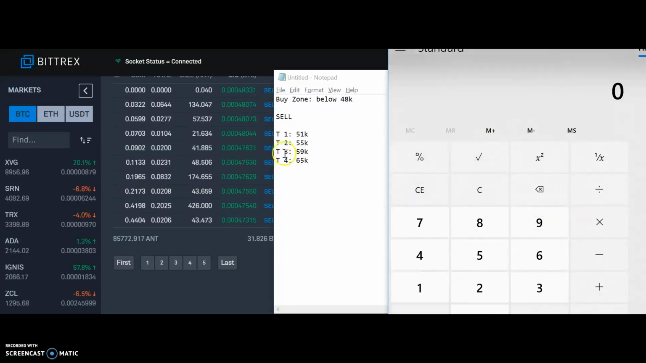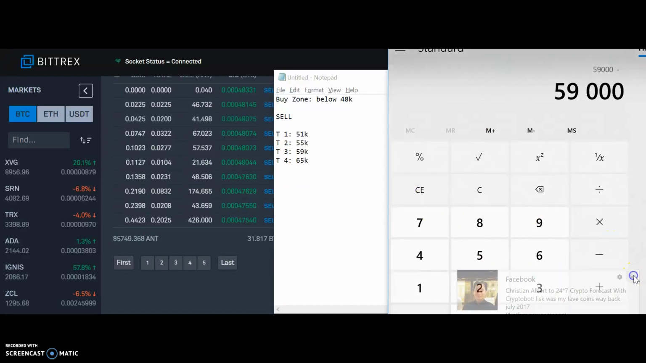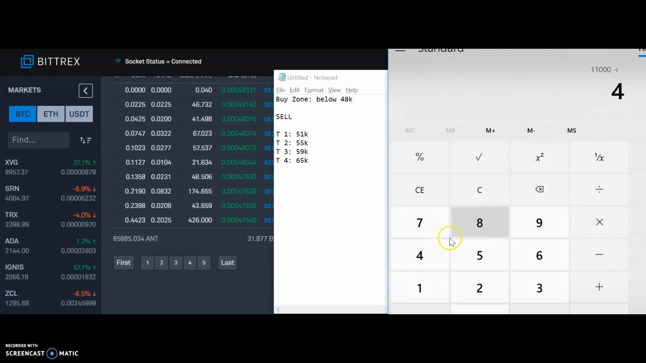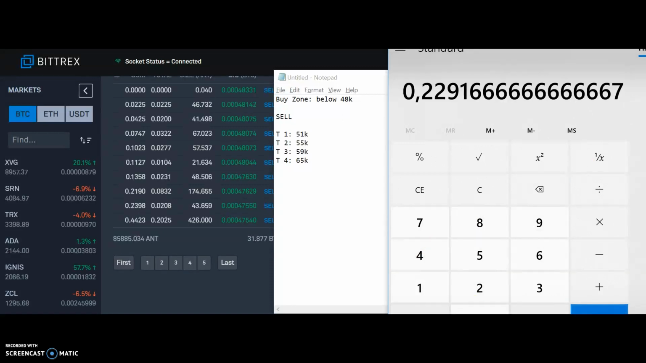So let's see if we go at target 3, how much profit we're going to make. If we set the target at target 3, so 59,000 minus 48,000 equals 11,000, divided by 48 to give us the percentage profit. We're going to get a percentage profit of 22.9%.